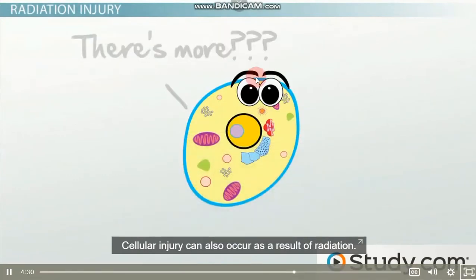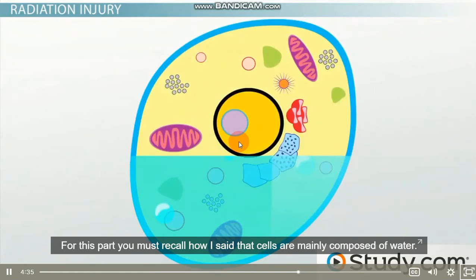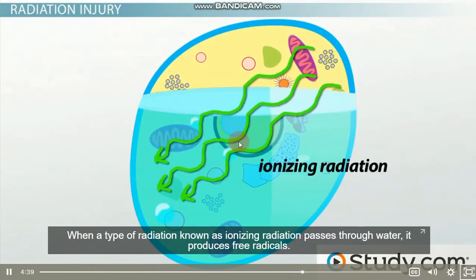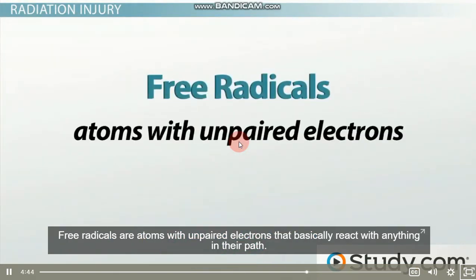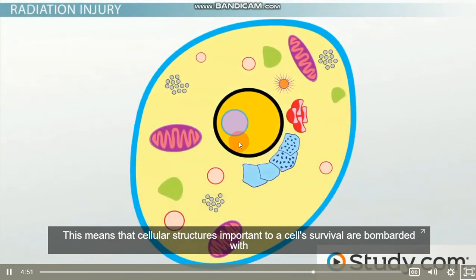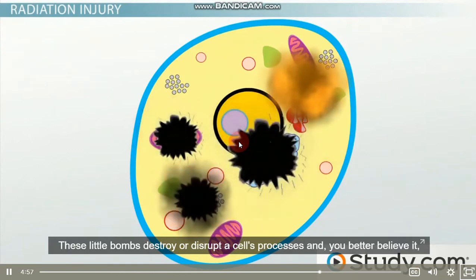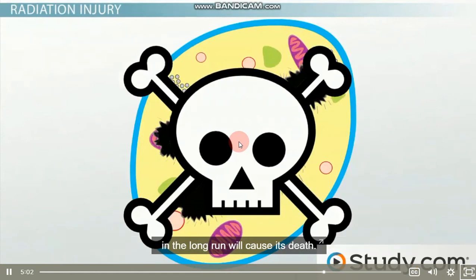Cellular injury can also occur as a result of radiation. For this part, you must recall how I said that cells are mainly composed of water. When a type of radiation known as ionizing radiation passes through water, it produces free radicals. Free radicals are atoms with unpaired electrons that basically react with anything in their path. This means that cellular structures important to a cell's survival are bombarded with tiny little bombs, the free radicals. These little bombs destroy or disrupt the cell's processes, and you better believe it, in the long run will cause its death.